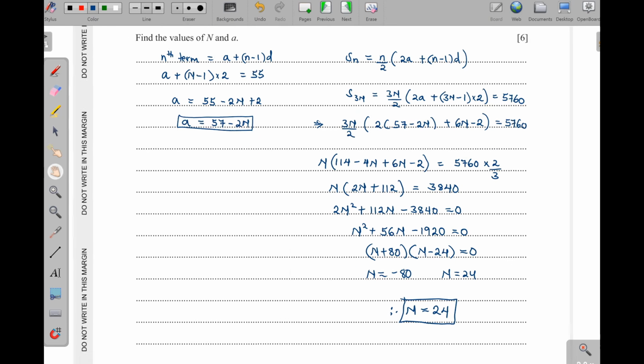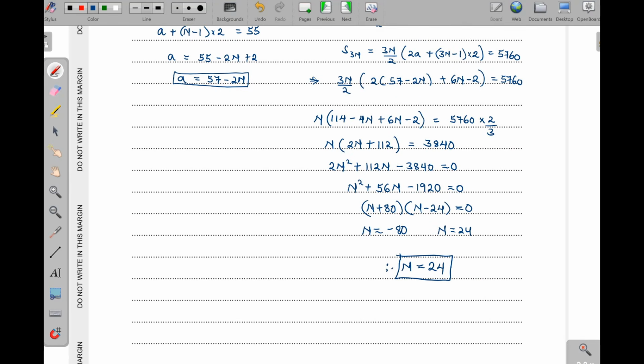Then we can substitute, and then we get the value of a. A is therefore going to be 57, then minus 2 times the 24. So you have 57 minus 48. So 2 plus the 7, isn't that a 9? So that means a is equal to 9. As simple as that. So this has been it for this first part of the paper.